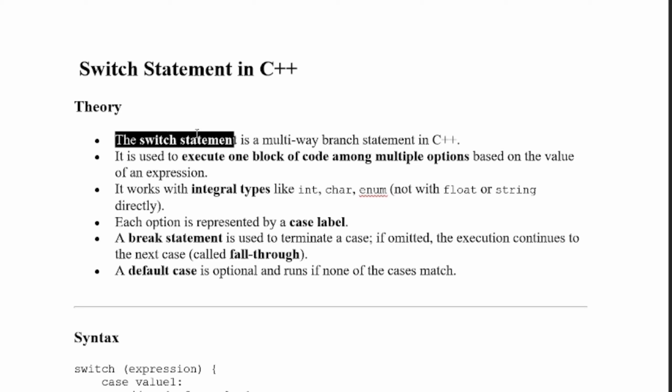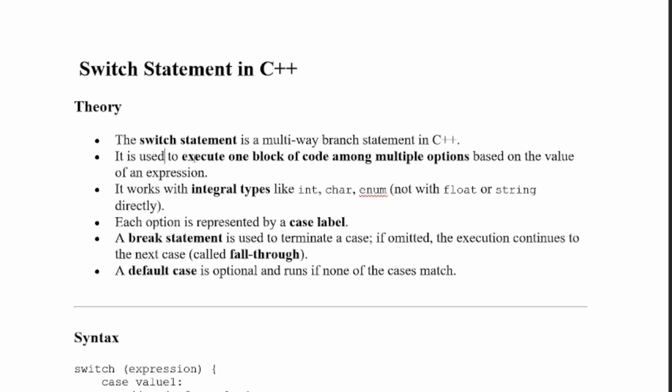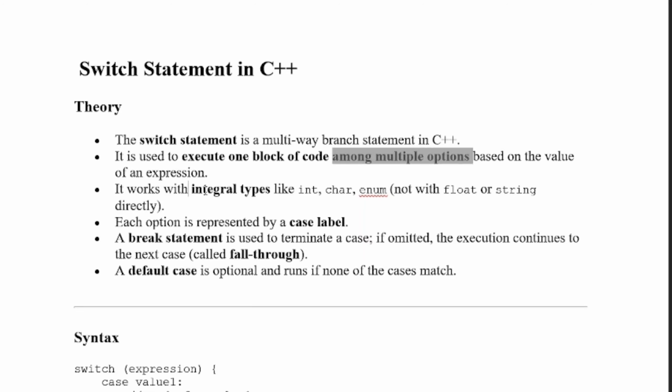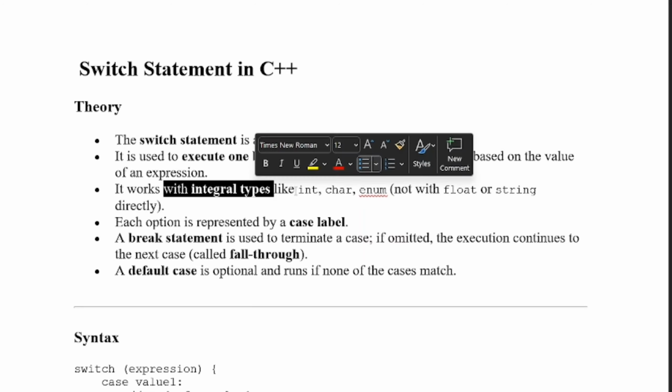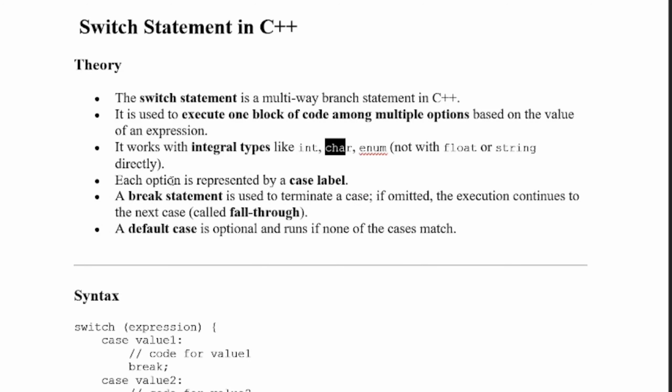A switch statement is a multi-way branch statement. It is used to execute one block of code among multiple options. It works with integral types like integers and characters, and each option is represented by a case label. You can see here this is a case label and this is also a case label.